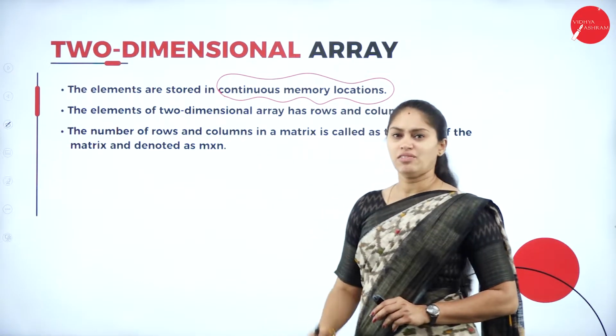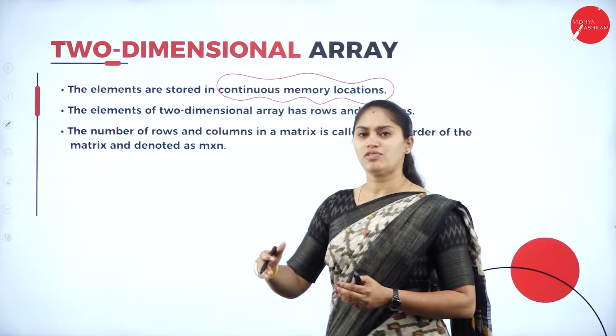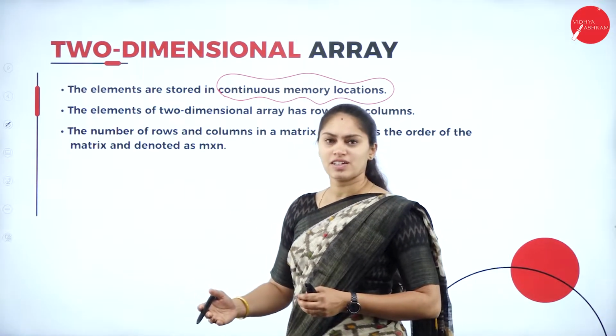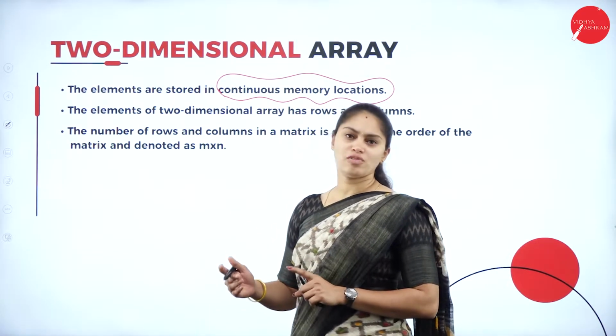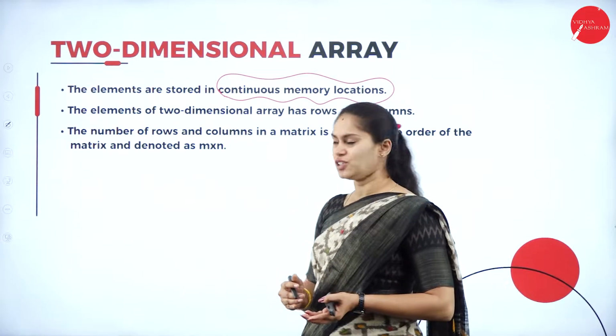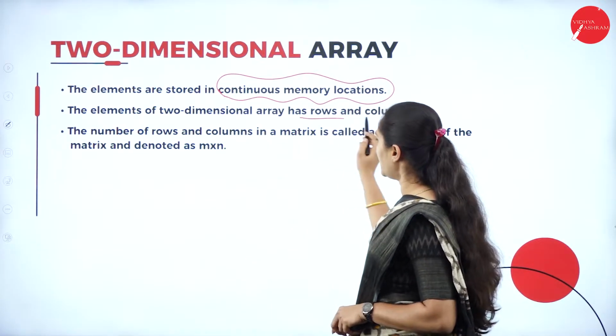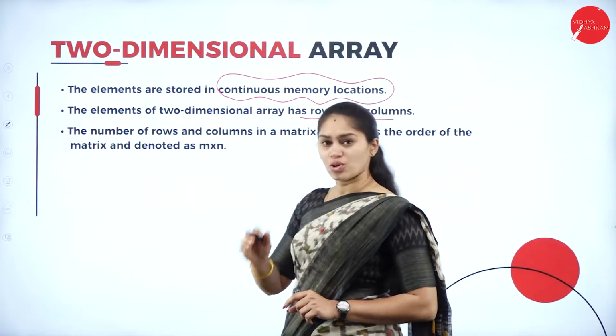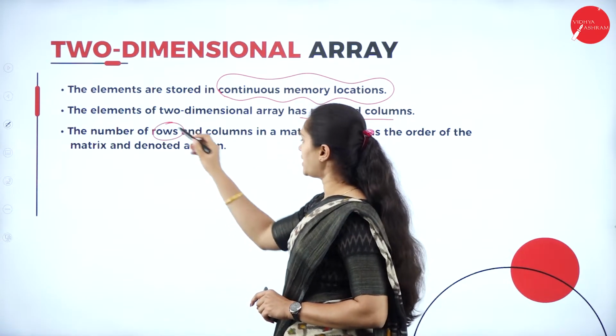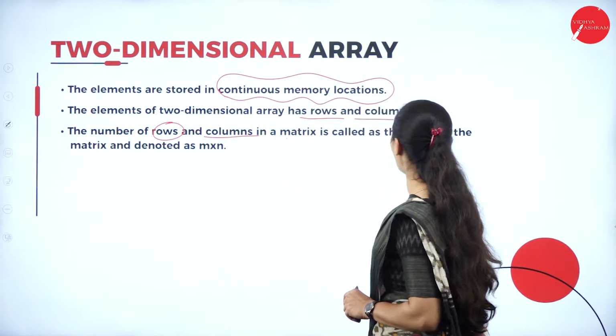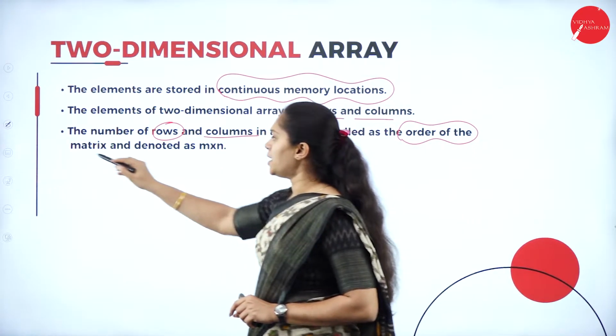Here also it will be stored contiguously, one after another. This is also an ordered collection of elements. But instead of one subscript, we will have two subscripts. And also it is going to have rows and columns, so the number of rows and columns in a matrix is called the order of the matrix.